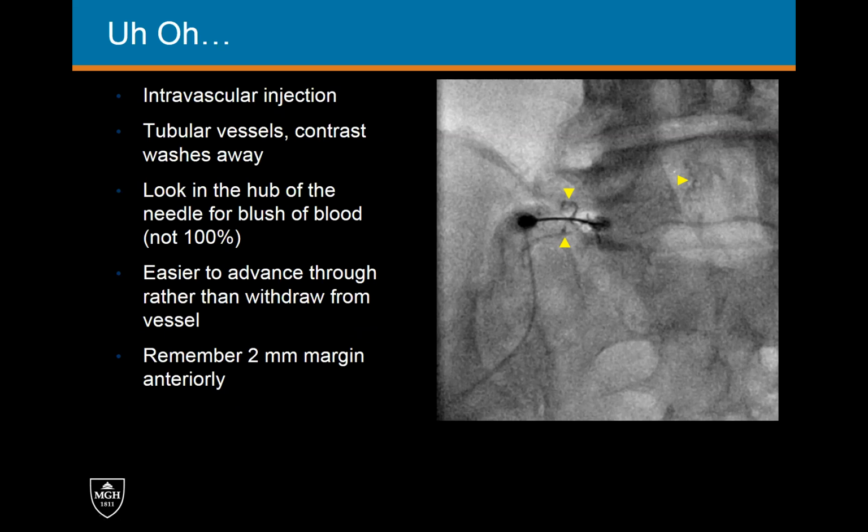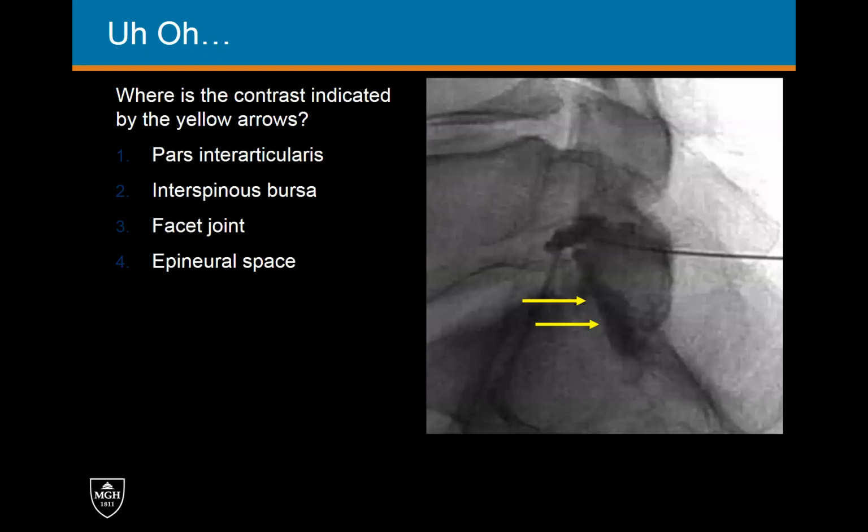that's the doctrine that I've been taught. And so remember, you have that 2 millimeter margin anteriorly. So if you see a vessel and you need to advance a few millimeters to try and get out of the vessel, you can still get a nice neurogram because you're still targeting the area of the main branch of the nerve, the anterior ramus, the ventral ramus.